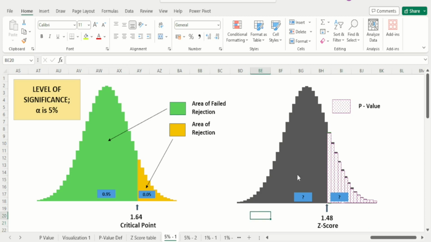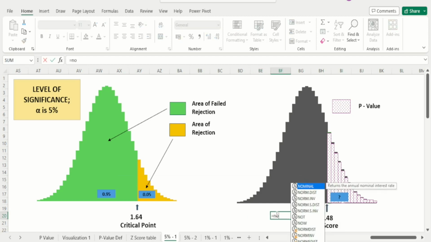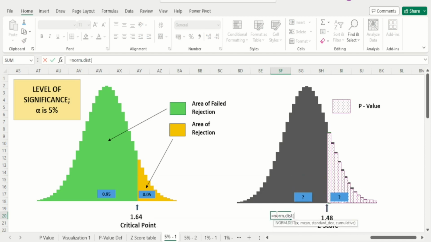To get that, first of all, let's calculate the area under the curve for the gray colored section. You can obtain that by either looking up 1.48 on the z-score table and then looking up the corresponding probability on the table. Alternatively, you can use the inbuilt function norm.dist. If you use norm.dist, and your z-score is 1.48, since it's a standard normal table, the mean is 0, the standard deviation is 1, and the cumulative is true. Why true? Because remember, you're trying to calculate the area under the curve. You're not trying to look up the probability of a specific point. You're trying to find out the probability or the area under that curve.